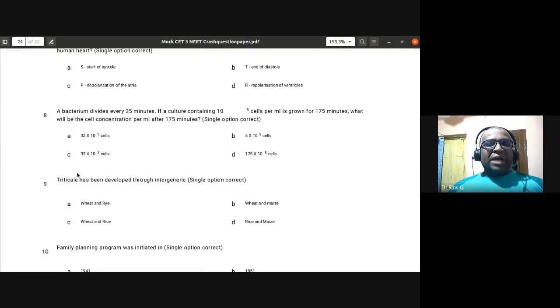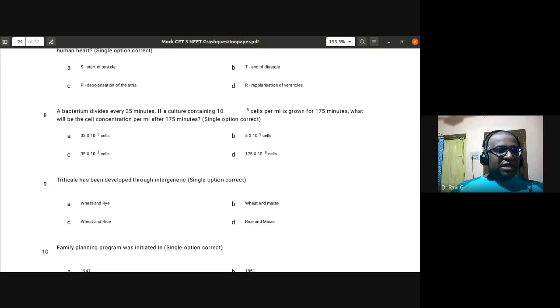Eighth question: a bacterium divides every 35 minutes, so it divides into two. If a culture containing 10 to the power of 5 cells per ml is grown for 175 minutes, what will be the cell concentration per ml after 175 minutes? A bacterium divides every 35 minutes. So for 175 minutes, you have to divide by 35. So how much does it come to?